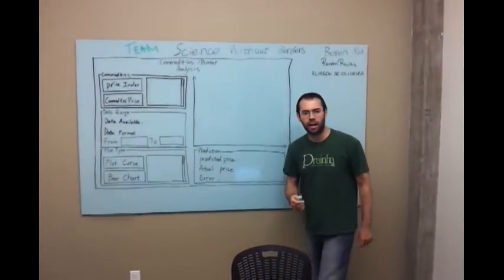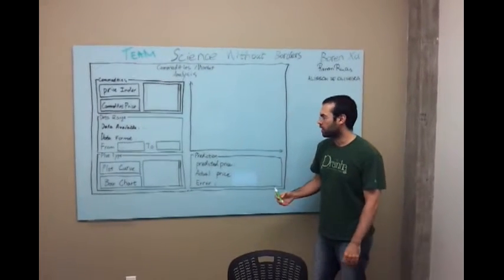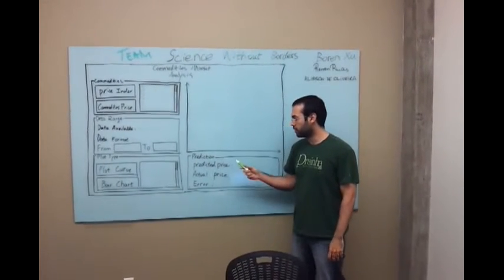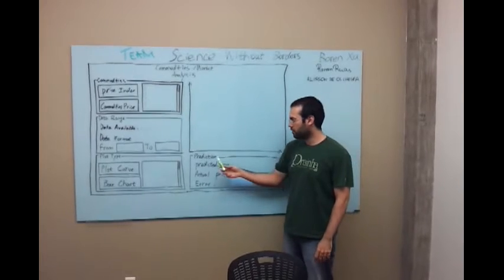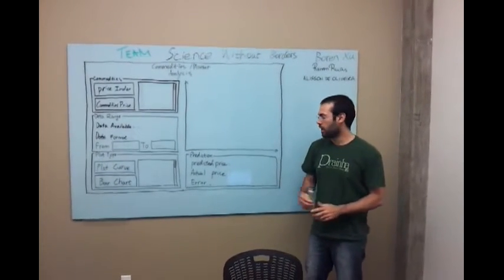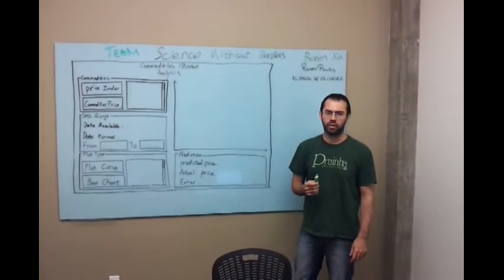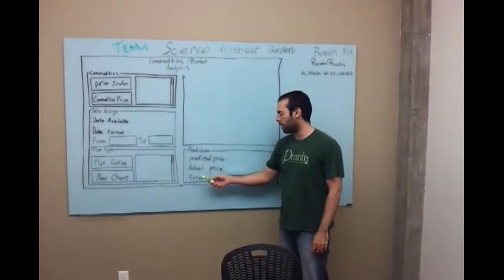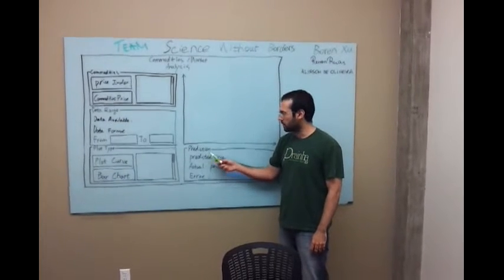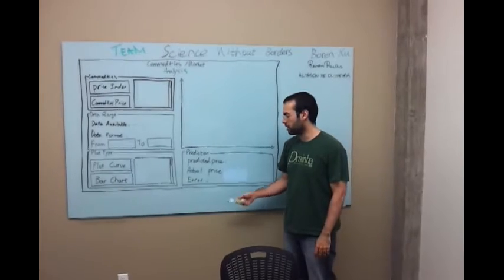Hi everybody, I am Alison and I am in charge of the prediction. There are three steps in this part. First, we get the predicted price from the past data available. In the second step, we get the actual price from the Wall Street Journal, and then in the third step we make a comparison between the predicted price and the actual price so that we can find the error.